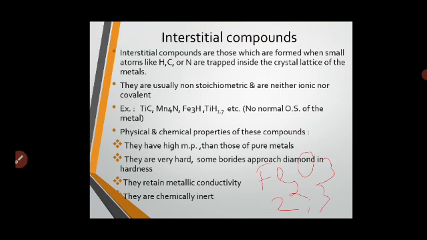Okay, then physical and chemical properties of these compounds: they have high melting point than those of pure metals. Means when we compare the melting point with pure metals, these interstitial compounds have higher melting points. They are very hard. For example, some borides approach diamond in hardness. We know diamond is the hardest, sorry, hardest element, which is nothing but the allotrope of carbon.